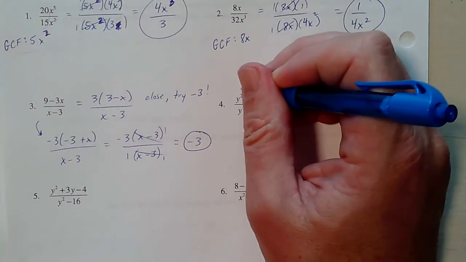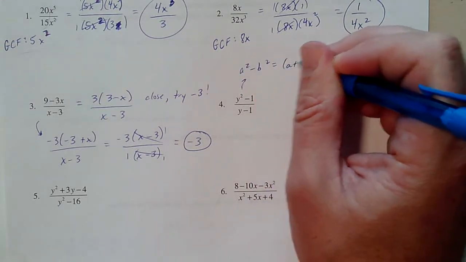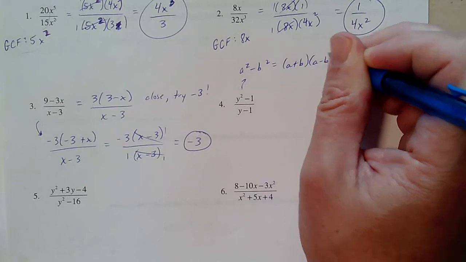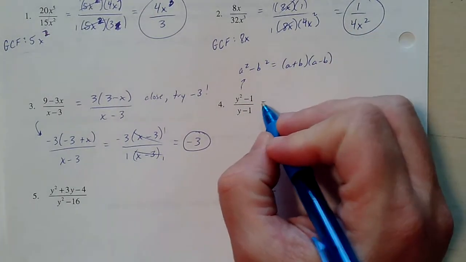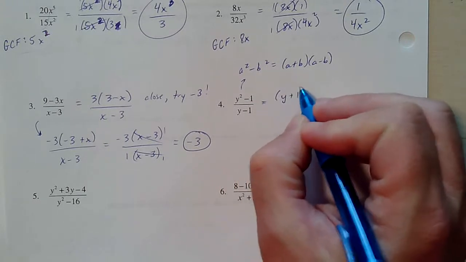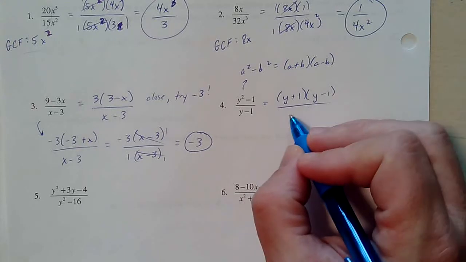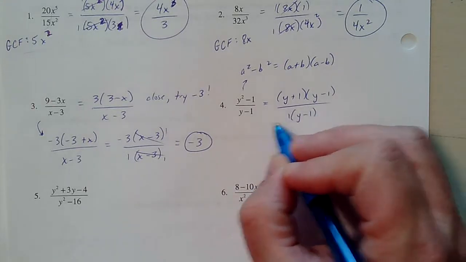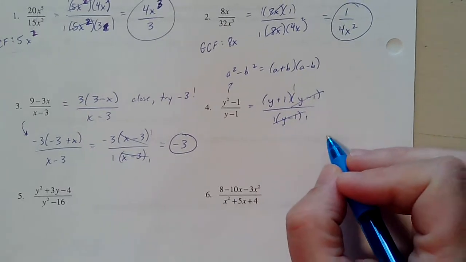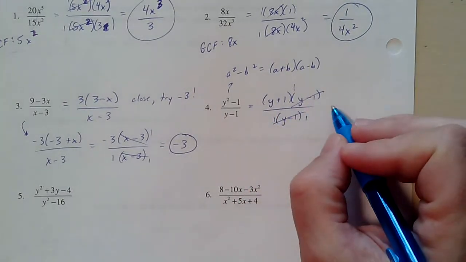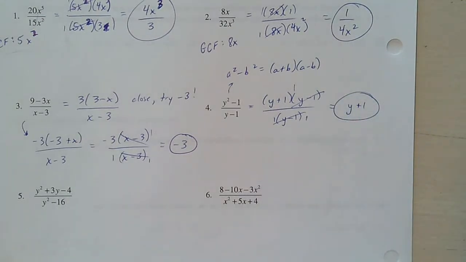Don't forget difference of 2 squares. A squared minus b squared is a plus b times a minus b. And this fits that format. So we can write that as y plus 1 and y minus 1. On the bottom, nothing to do there, just 1 times y minus 1. So these reduce, replace with 1, and then we're just left with y plus 1 in the numerator. So there's the answer. Okay?